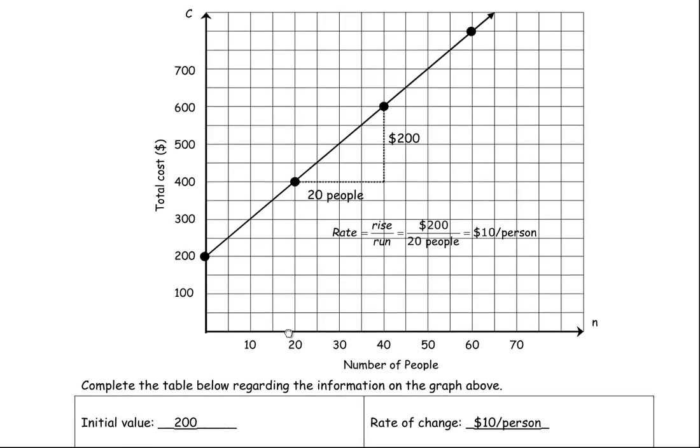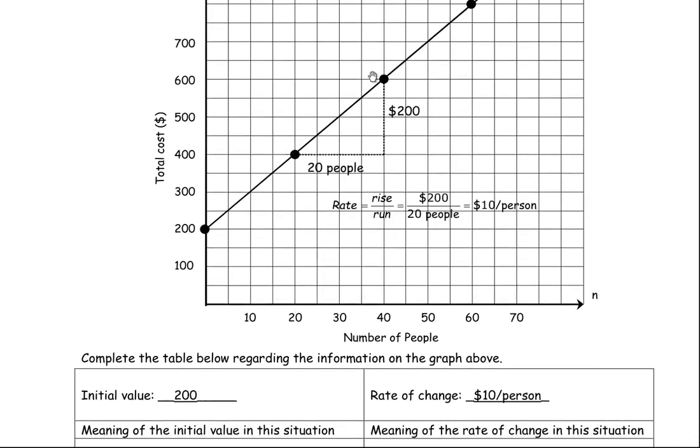Now the rate, I connected these 2 points. You could connect a different pair, it wouldn't matter. And so between this point and this point, we want to calculate the rise and the run. So this is at $400. This point's at $600. So from $400 to $600 is an increase of $200. So that's the rise. This is the 200.